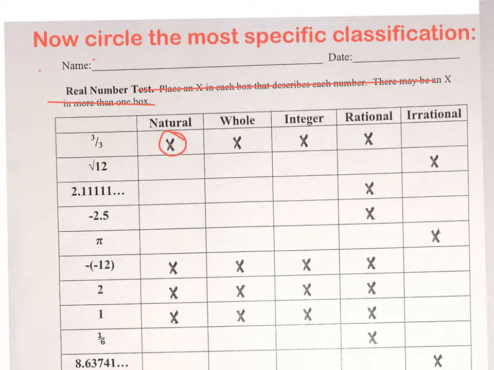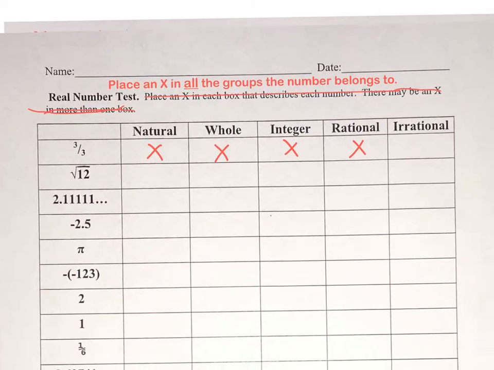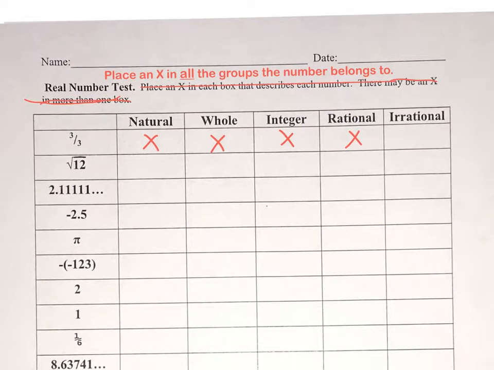So let's go back to the front page. On the front side, we're checking off every single group that the number belongs to. On the back side, when you check your answers, we're going to circle the most specific one that you could give. Okie doke?